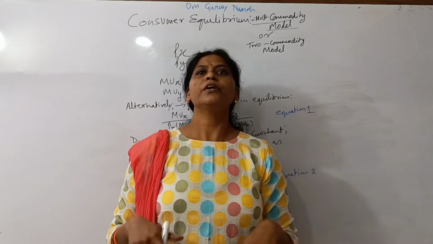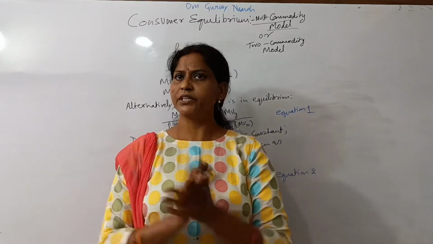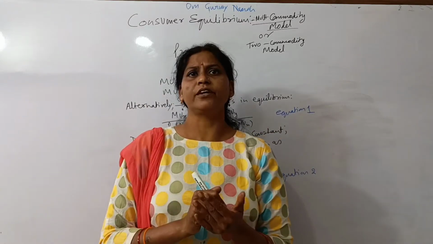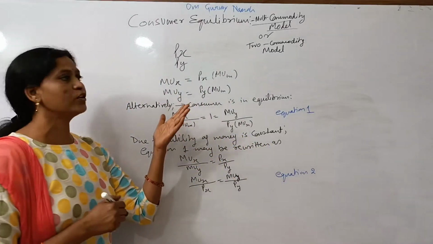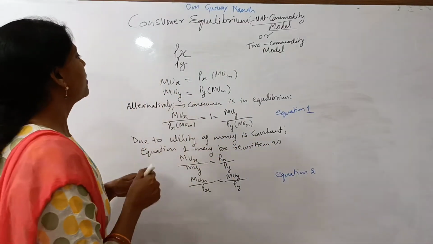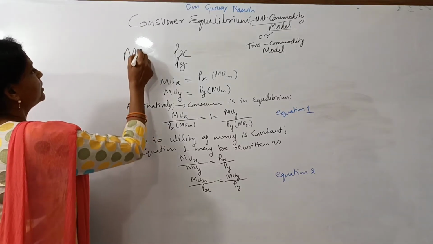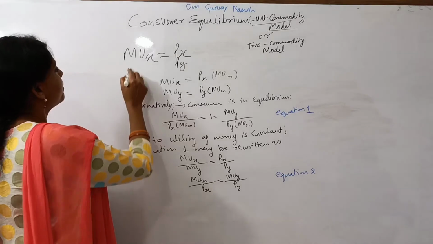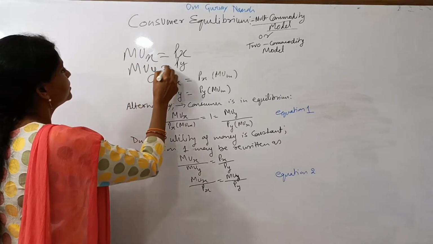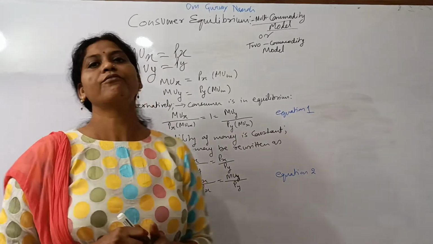We all know the equilibrium rule of the single commodity case. In the same way, the consumer will distribute his income between commodities X and Y, so that the marginal utility of X is equal to the price of X, and the marginal utility of Y is equal to the price of Y.